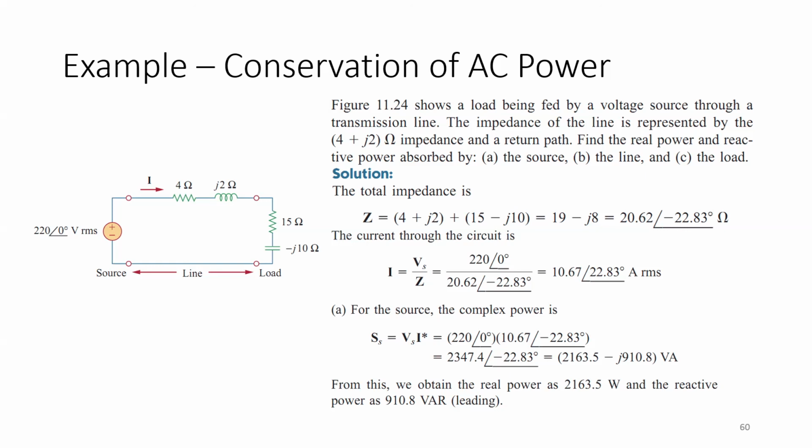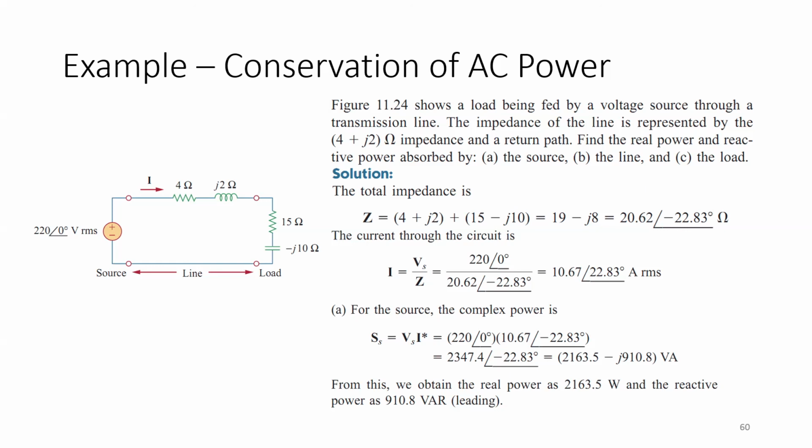Figure 11.24 shows a load being fed by the voltage source through a transmission line. The impedance of the line is represented by 4 plus J2 ohm. Find the real power and the reactive power absorbed by the source, by the line and by the load. So we can proceed by the simple calculations.